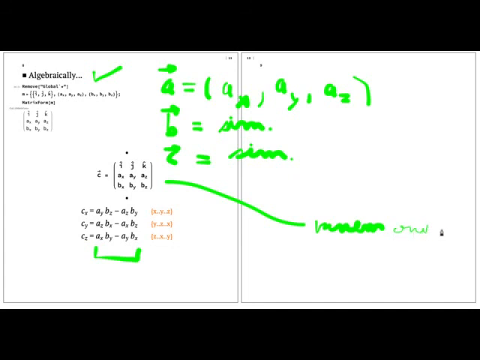It's just a way of remembering. Just remember, it's the determinant that will tell you these three equations. Okay, so that's an algebraic method of calculating cross products. You probably have to use that on some problems.